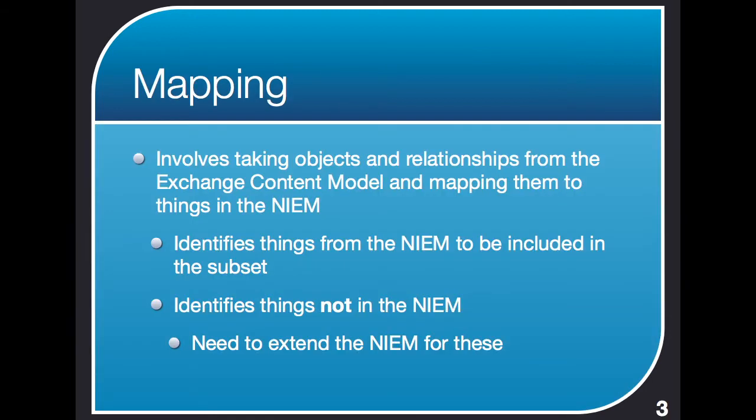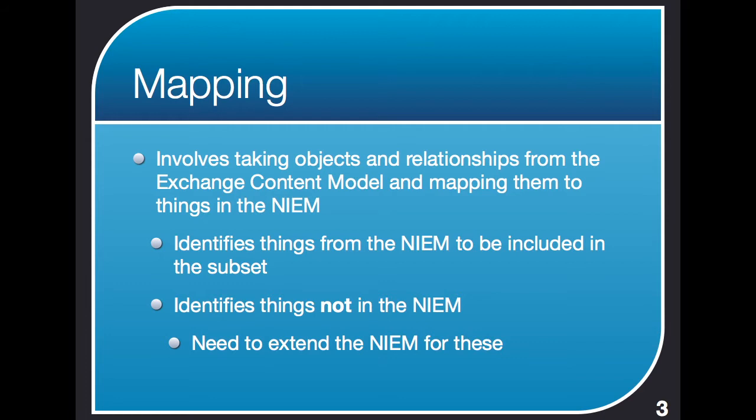The idea with mapping is to take objects and relationships from your UML, from your exchange content model, and map them to things in the NIEM. And two things will fall out of this. You'll identify things from the NIEM that you need for your exchange, and you'll include them in your subset. Now, if you don't know what a subset is, there is a whole presentation on NIEM XML artifacts that go into an IEPD, and that talks more about what the subset is and how you make them.